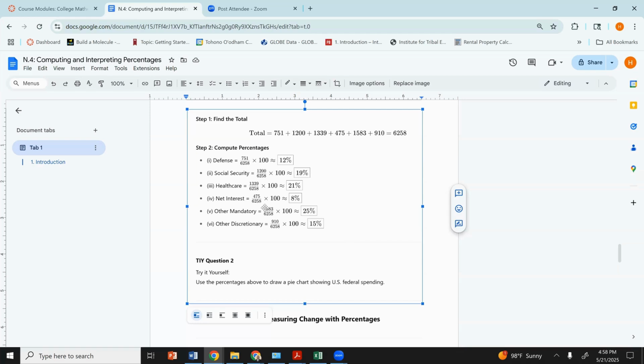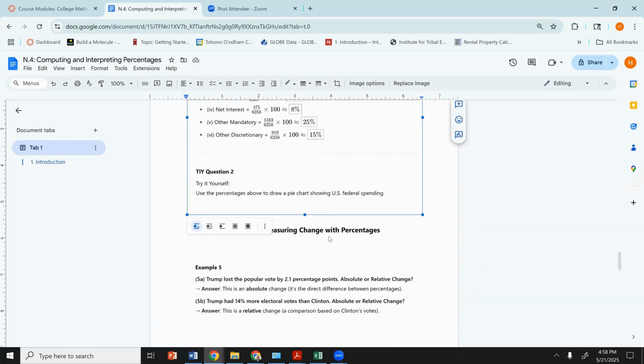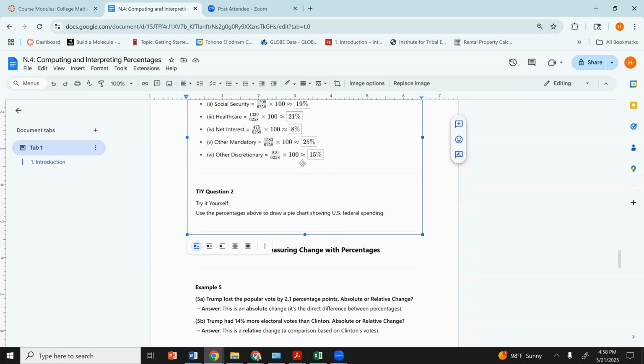Convert it into percentages so we know what the corresponding values are in percentages, which is good to know. So the next task is for you to do it yourself. Question number 2, do it yourself. Instead of doing more calculation this time, you're going to use the percentages we have here to draw a pie chart showing US federal spending.